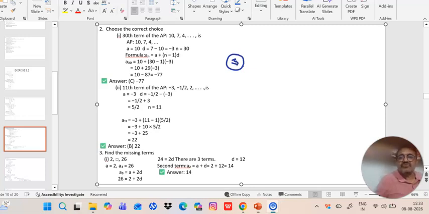So where A is equal to 2. Second term not given. Third term 26. That means A3 is equal to 26. A3 is given, A3 is equal to 26. Now we can write A3.